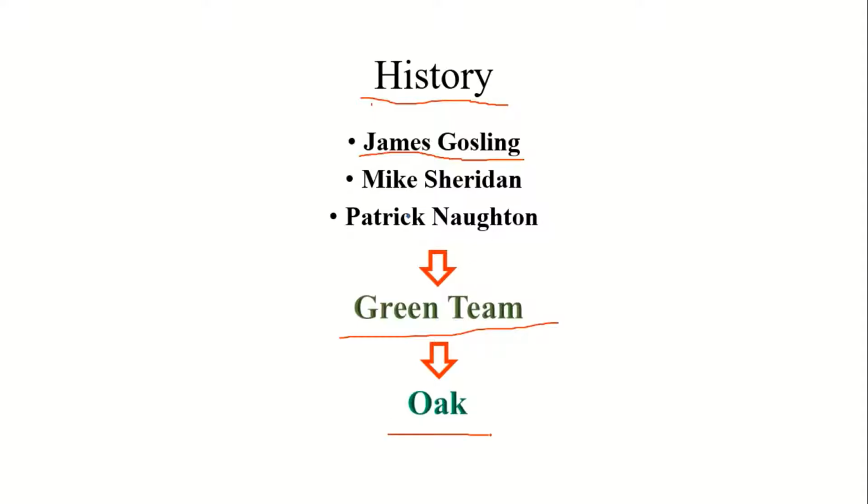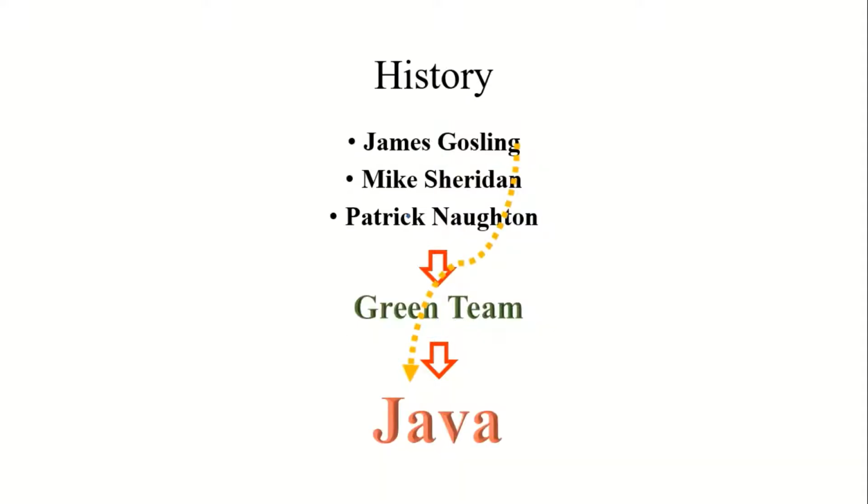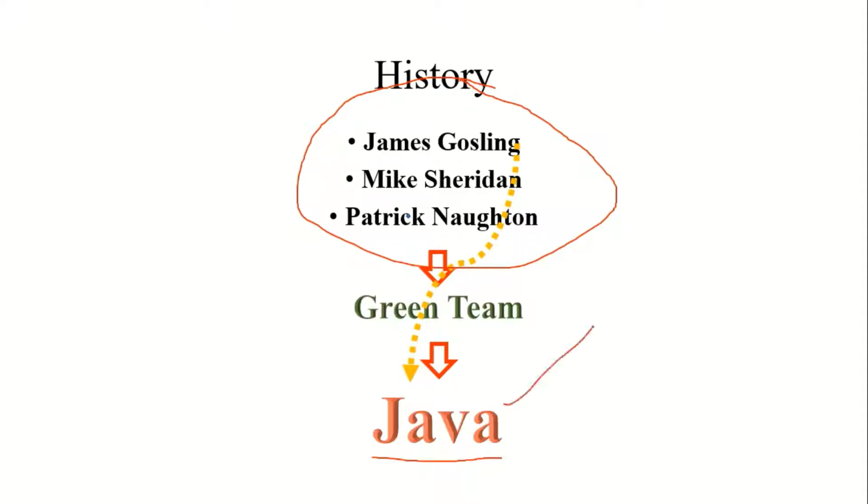Initially, Java was named Oak. James Gosling proposed this name, Java. But remember one thing, these three persons as a part of the Green Team developed Java.